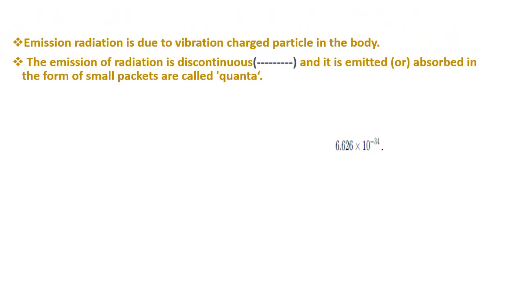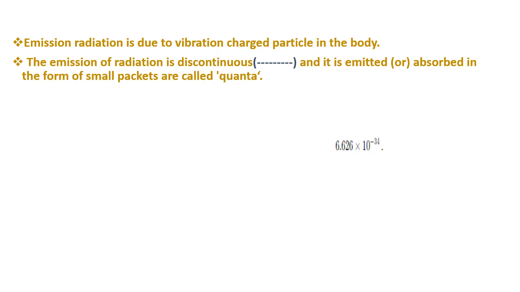The emission of radiation is discontinuous. Charged particles emit radiation in discontinuous form. It's not in continuous form. You can see here, within the brackets, the line is divided into small pieces like that. The emission of radiation is not continuous, it's in discontinuous form.